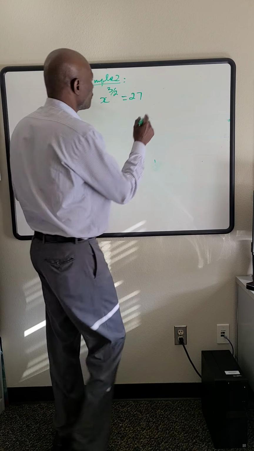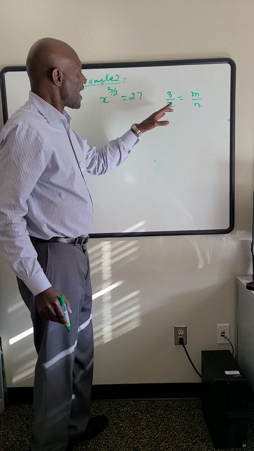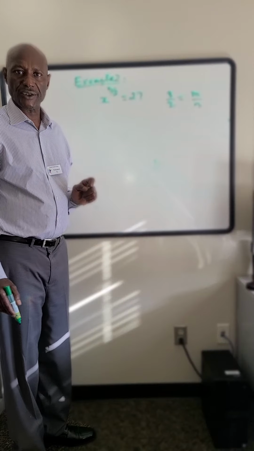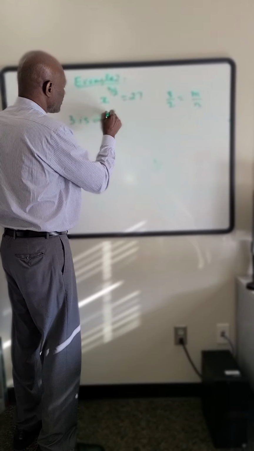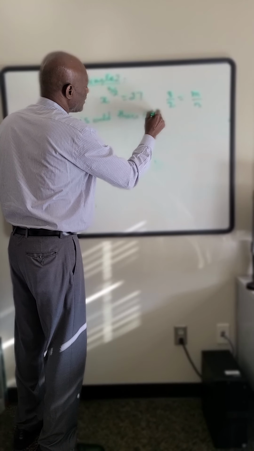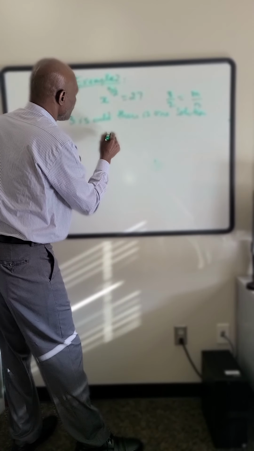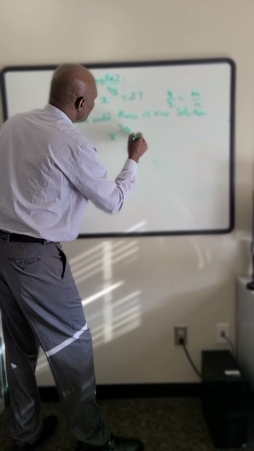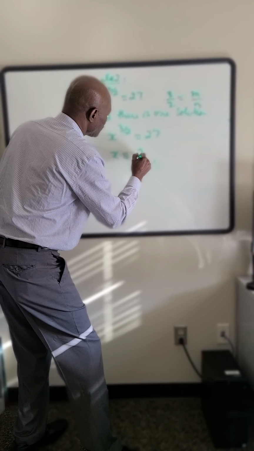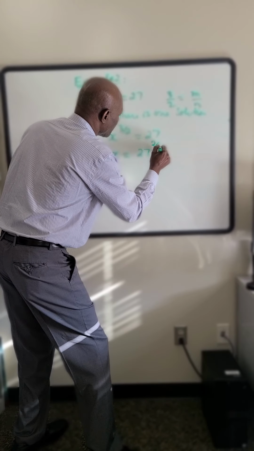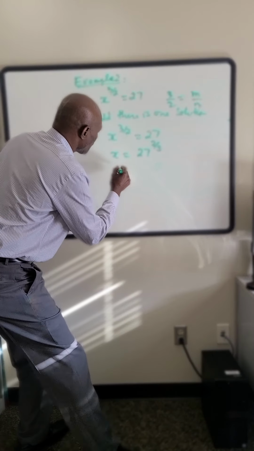The numerator, so we have 3/2 equal m over n. So if m is odd, there is one solution. So because m is odd, 3 is odd, there is one solution. The solution will be solved as here. We have to take a reciprocal of the power, so we say x equal 27 to the 2/3, the reciprocal of 3/2.